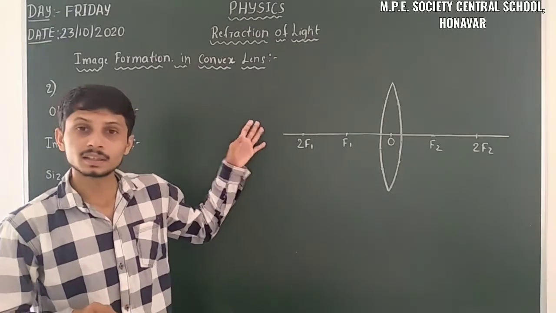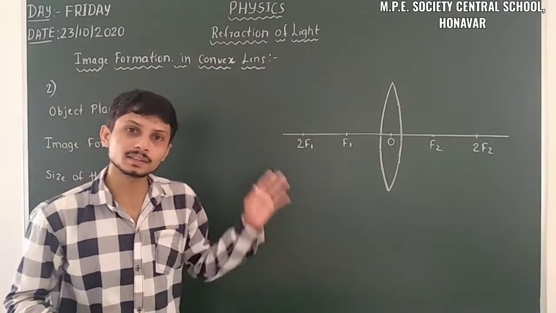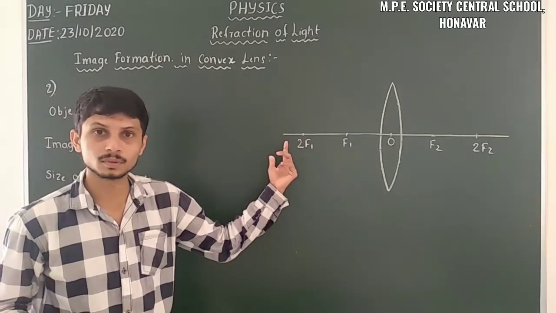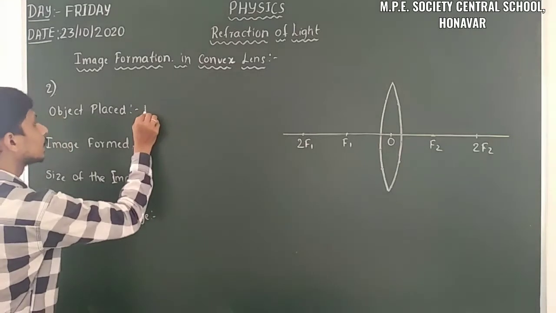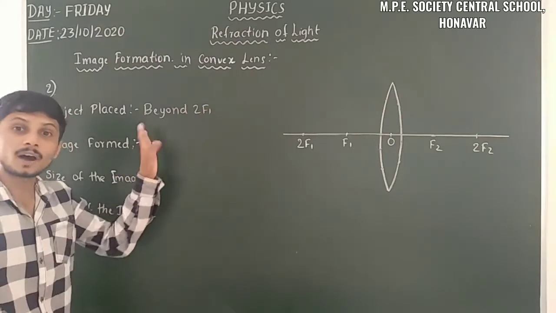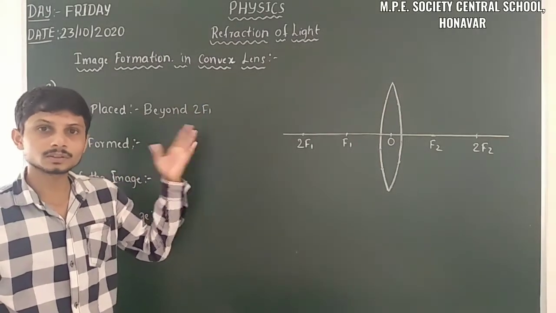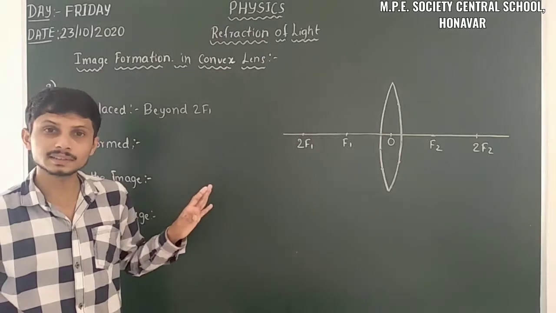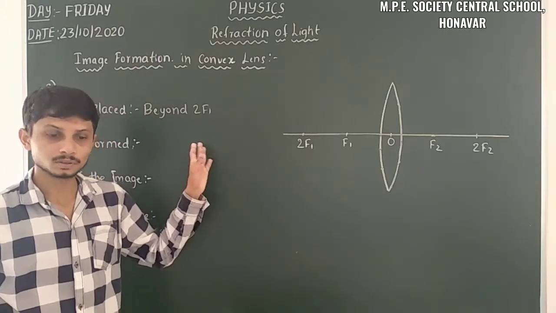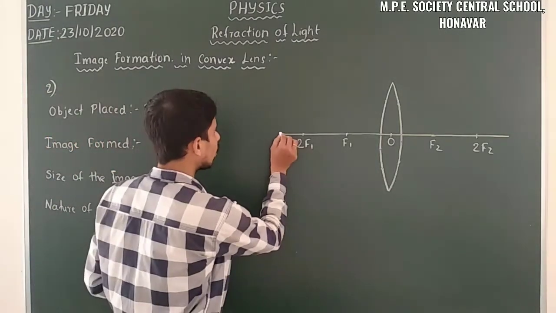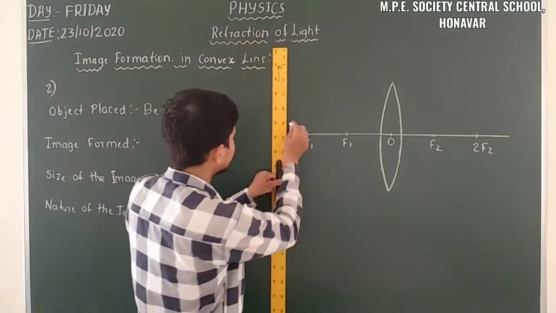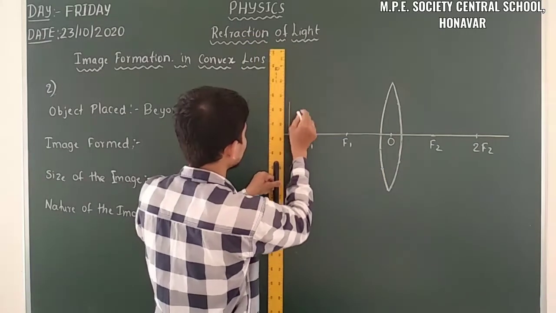In the previous case we took the object at infinity. Here we have to take the object beyond 2F1. You can take it far from 2F1 also, beyond 2F1, so the understanding is the same. So here let us insert an object. Firstly, I will insert the object here.